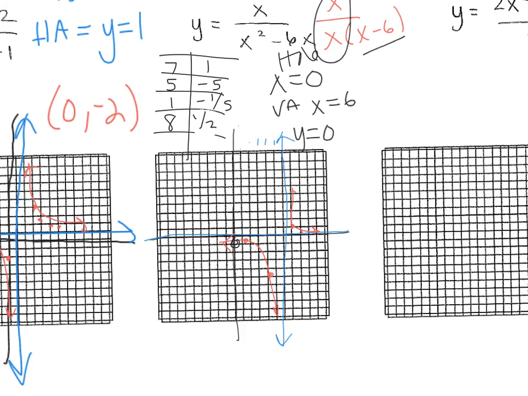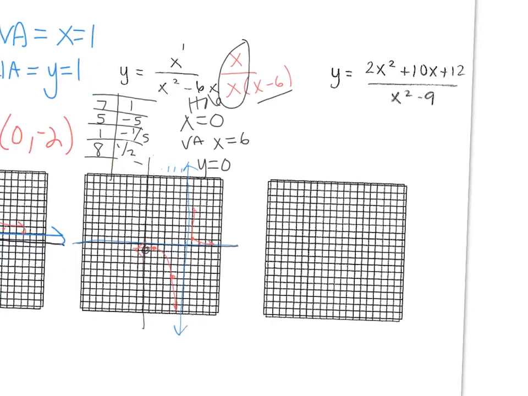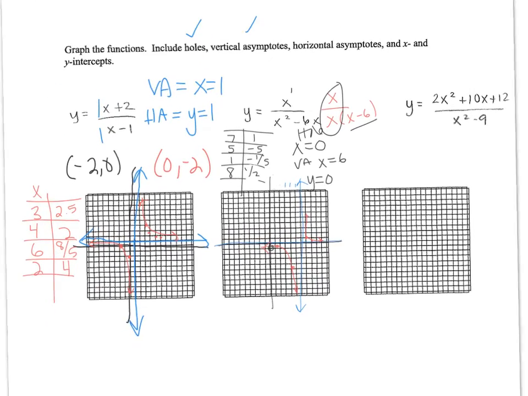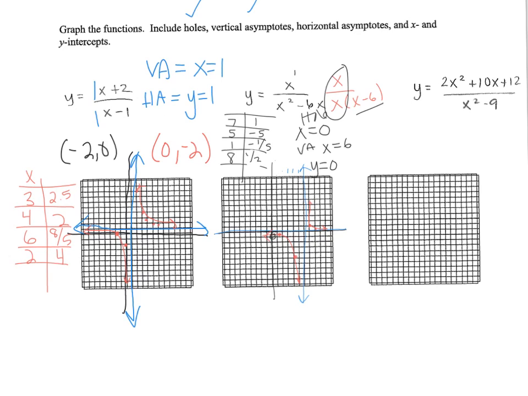I don't have enough time to do this last one in this video, but I'm going to link up how to graph more rational functions. So you start with the hole, then do the vertical asymptote, horizontal asymptote, and then you can find the x- and y-intercepts, which I could have added to my table.